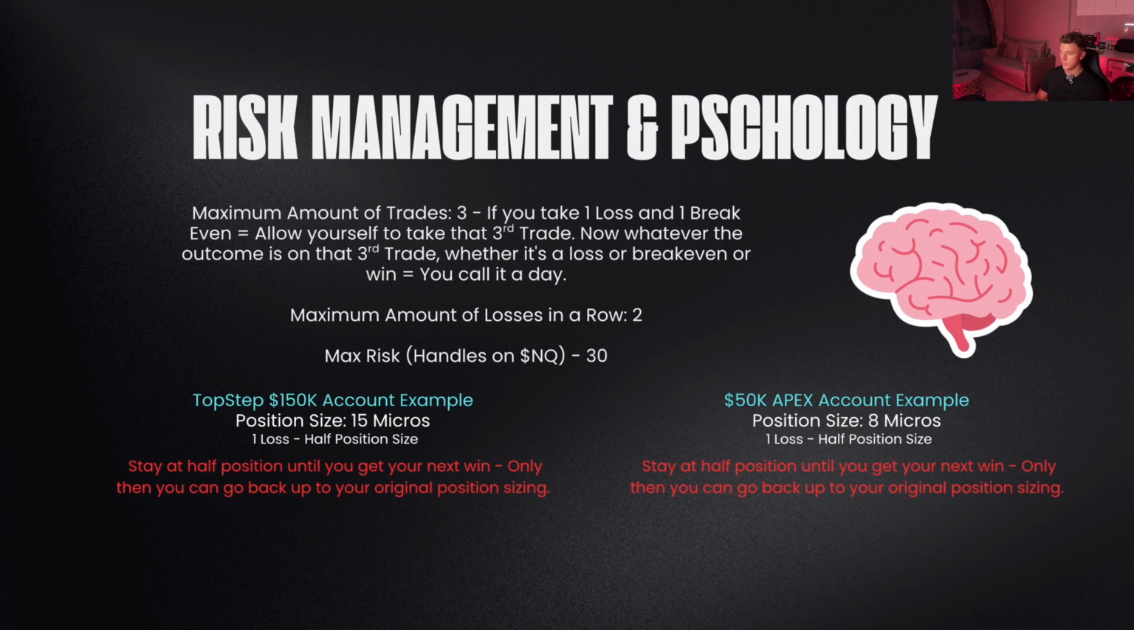A 50K account with Apex, the position size I'd recommend is 8 micros. You take a loss, you go down to 4 micros. Same thing, half position, you stay there until you get your next win.